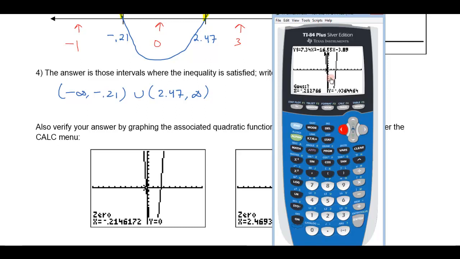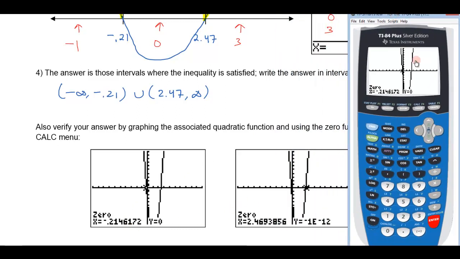Then I arrow over here kind of close to where it is. Notice that this isn't exactly the 0 because my y isn't 0. If I hit enter, sure enough, it does tell me the 0 is that. And I could also find this other 0 the same way. When I do that, I get the 2.469, that's what we got. The y value here says negative 1 times 10 to the negative 12. So we understand that 0. In fact, that's just round off error from the way your calculator computes it.